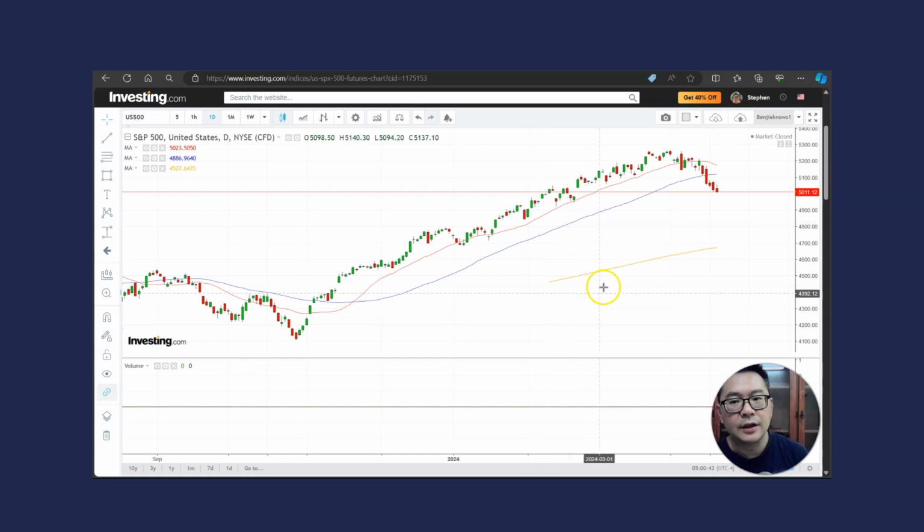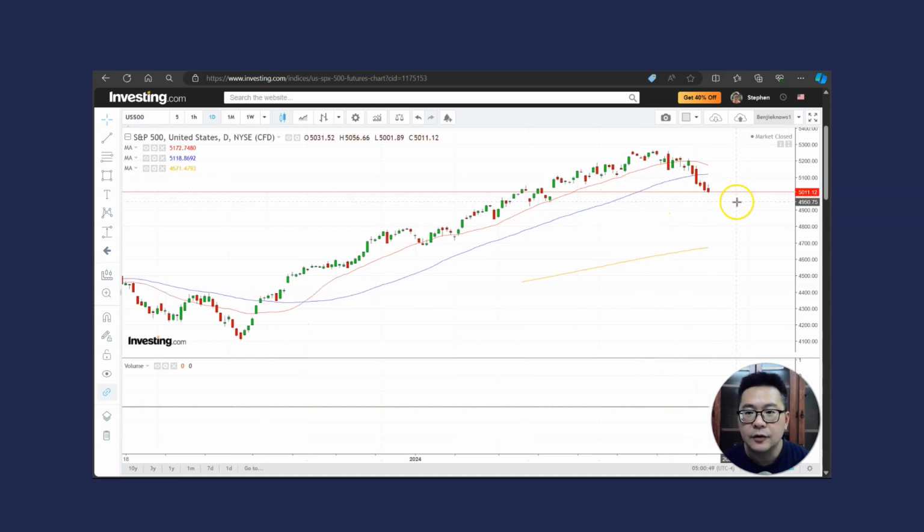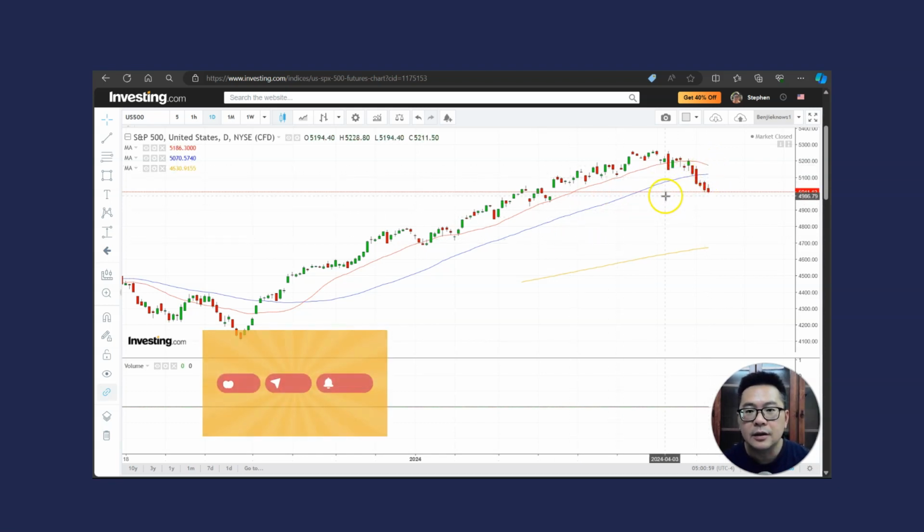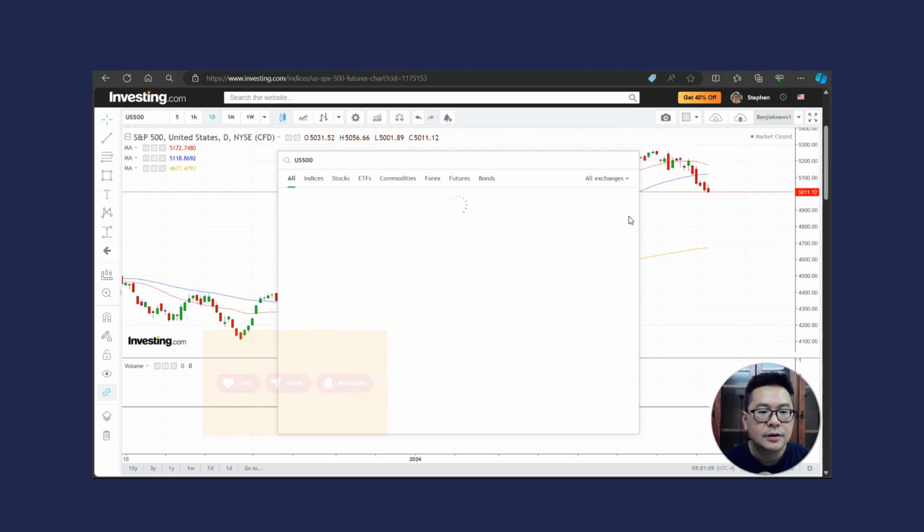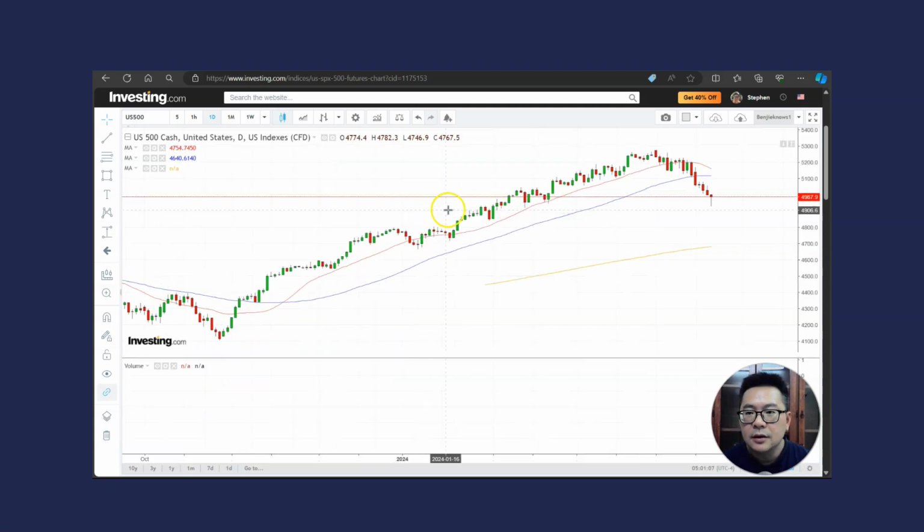Let's continue to take a look at the S&P 500. So this is the S&P 500 on the futures. Yesterday we had another down day. The market is still below the 50 MA and the 20 MA is curving down, something which is not good. But let's take a look at the futures and see what it's telling us.